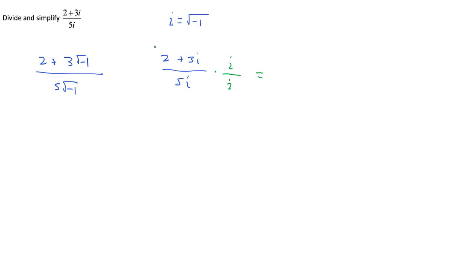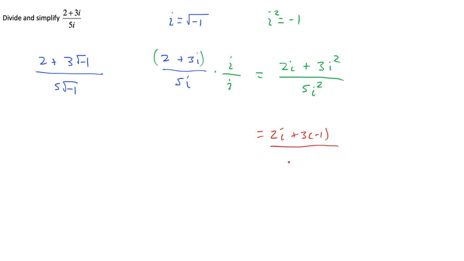Now notice that we have to distribute in the numerator. So 2 times i is just 2i, and then 3i times i is plus 3i squared. And on the denominator, 5i times i is 5i squared. Of course, the golden rule to remember here is that i squared is equal to -1. So what I want to do next is replace each i squared with a -1.